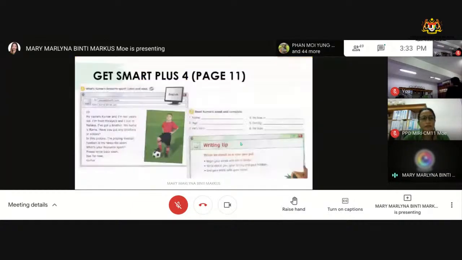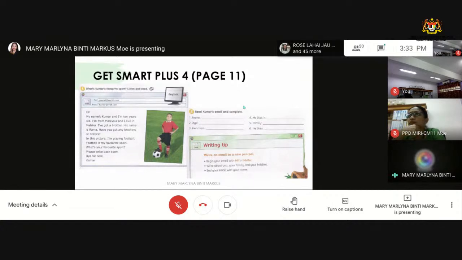So this is the lesson, Get Smart Plus 4, page 11. It's about writing an email. This is actually an introduction to how to write an email for Year 4. If you have your textbook, you can look at this one.